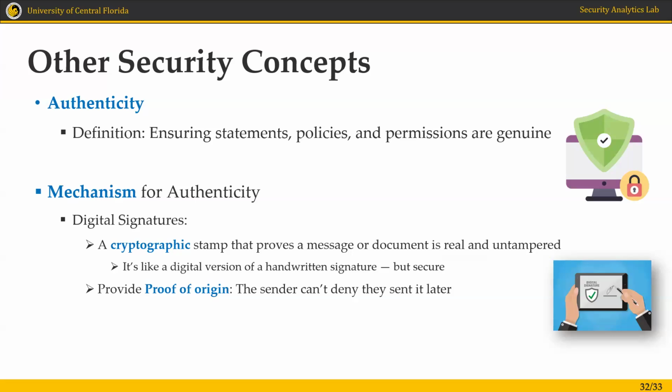Other security concepts that we have: authenticity. We make sure that statements, policies, and permissions are genuine. The mechanism for authenticity is digital signatures, and we will talk about digital signatures in depth. It's a cryptographic stamp that proves a message or document is real and untampered, like a digital version of a handwritten signature, but more secure. It also provides proof of origin so that the sender cannot later deny they sent it.